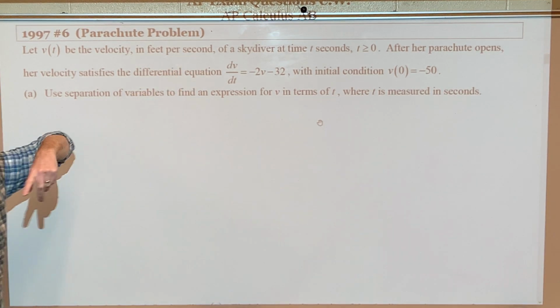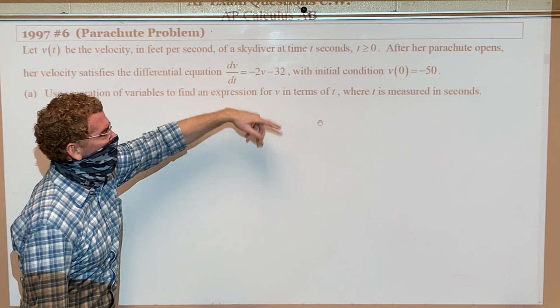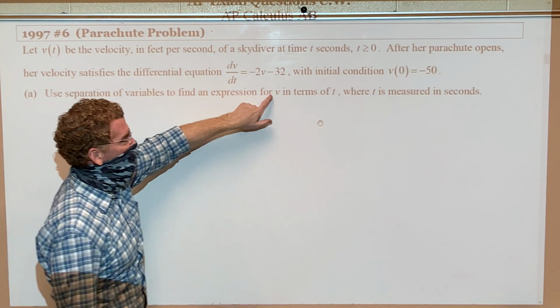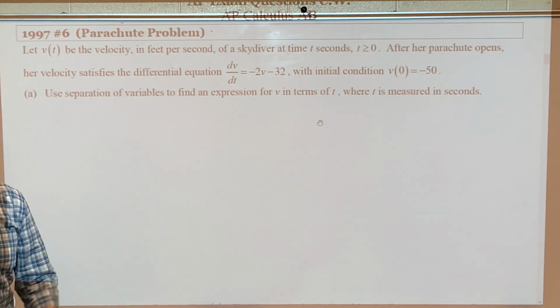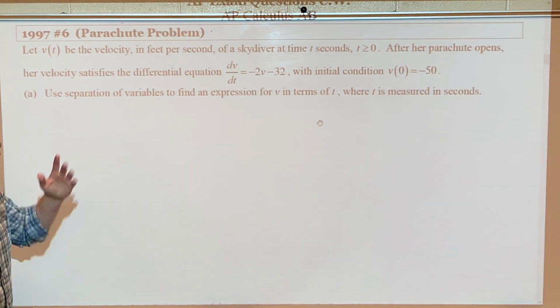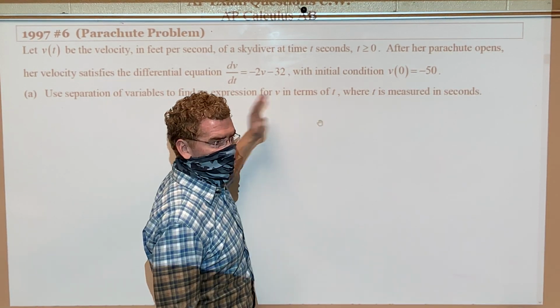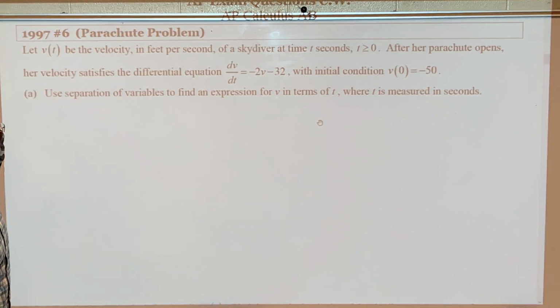Now, look at the answers and then I'll ask you the same question. I think this is the one that does this. So here's my differential equation. There's my initial condition. It says use separation of variables to find an expression for V in terms of T, where T is measured in seconds. Y'all know what they're saying there? Yes. Another way they could word it is find the solution. Now it says for V in terms of T. So basically V equals something with T in it. All right, so let's get started. How would you separate the variables?